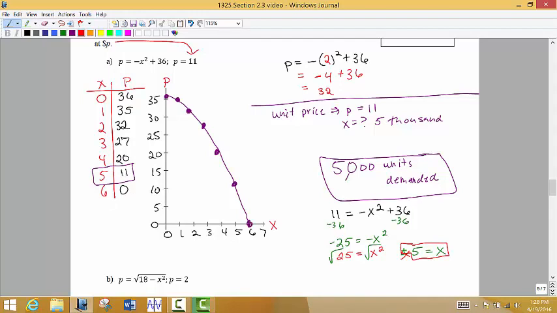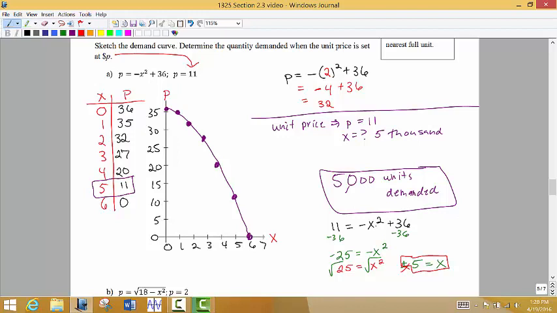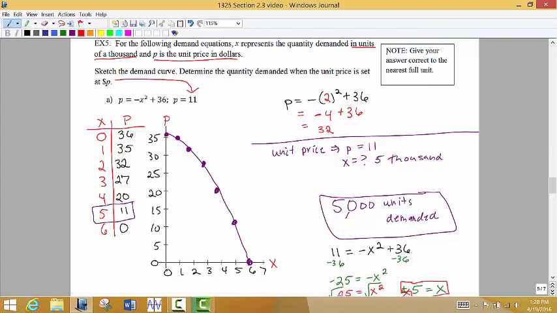So if you didn't have that 11 on your chart so that you could find that X value, you can always plug in a p-value of 11, or whatever the p-value is, into the original function and then solve for X. Alright, I want to make note of this before we go on to the next problem. It says here that we make sure to give our answer correct to the nearest full unit. So we will take that into account as we go into the next problem.